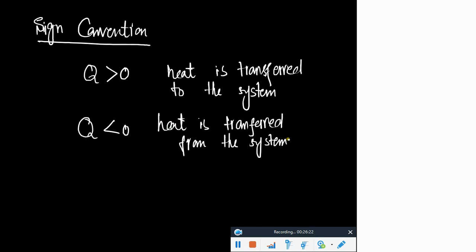Now I would talk about a few heat transfer modes. Although this is not a topic directly related to thermodynamics, you should understand that.